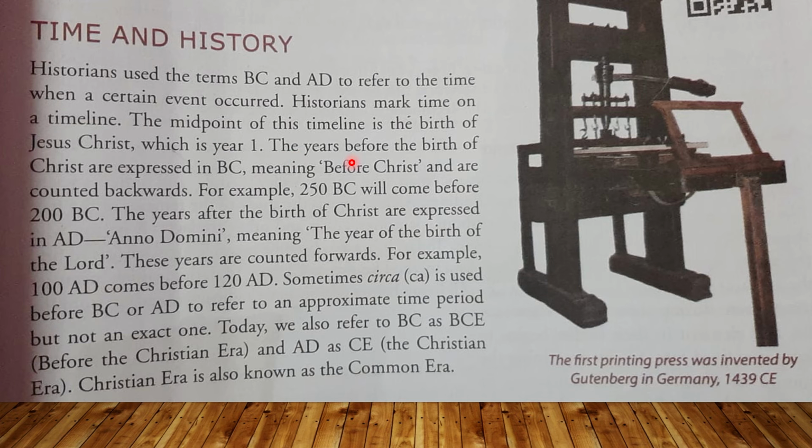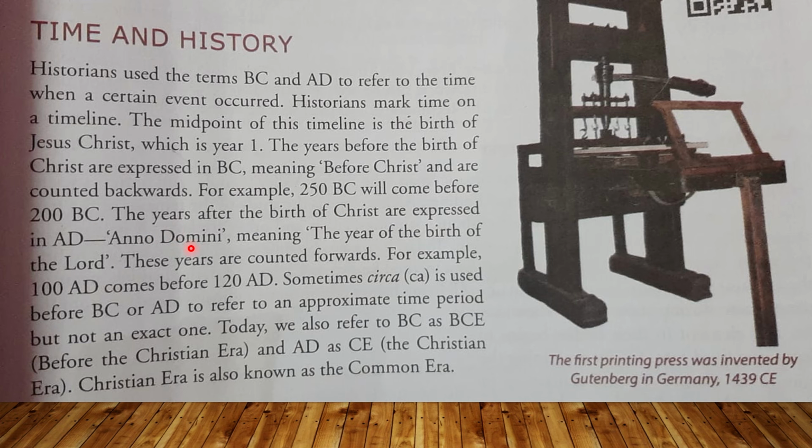The years before the birth of Christ are expressed in BC, before Christ. Before the birth of Jesus was called BC. After the birth of Jesus was AD. We'll take an example: 250 BCE, or you can say BC also, will come before 200 BC. Isn't it, sir? 250 will come before 200, like 150 comes before 100.